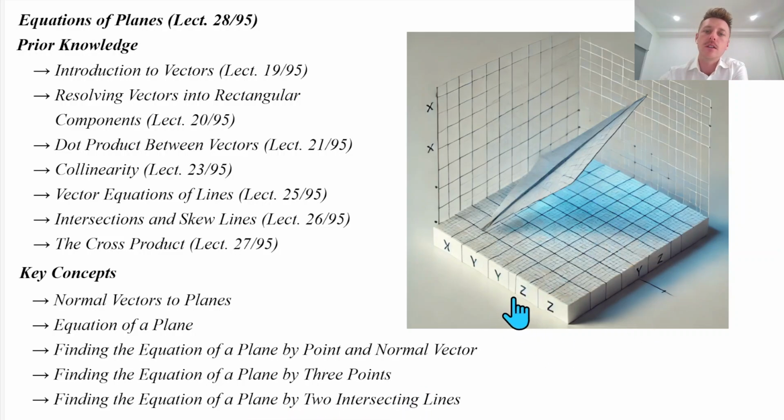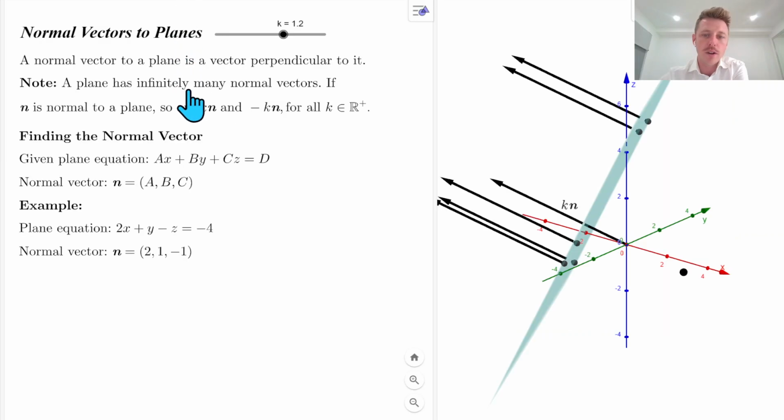So sort of big idea stuff here. If we just look at this image, a plane is sort of like a sheet of paper situated some way in space, right? So this is an artistic way of looking at that. But let's jump into it. Let's have a look at normal vectors to planes. So again, a plane is this sheet of paper situated in space.